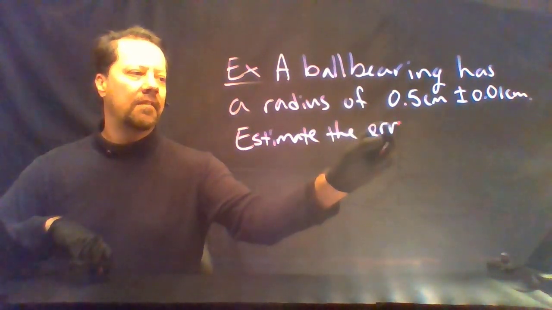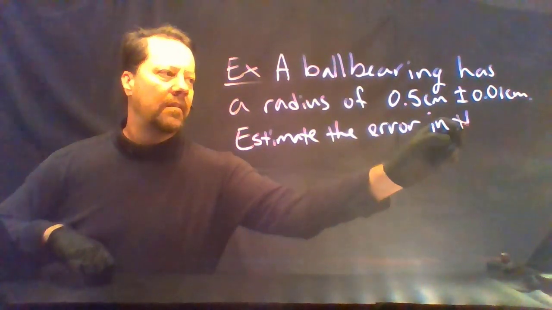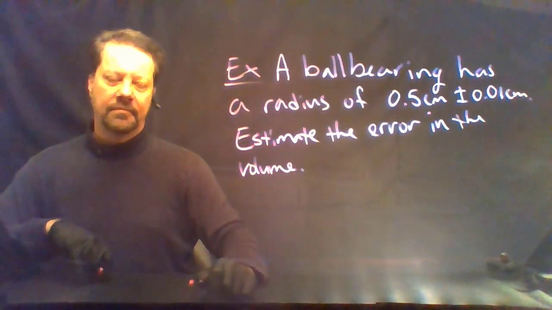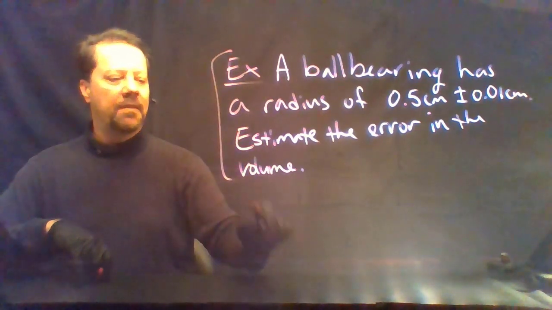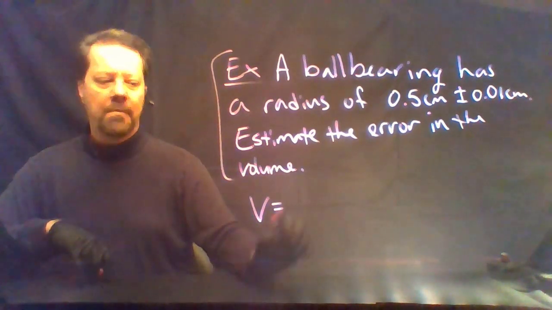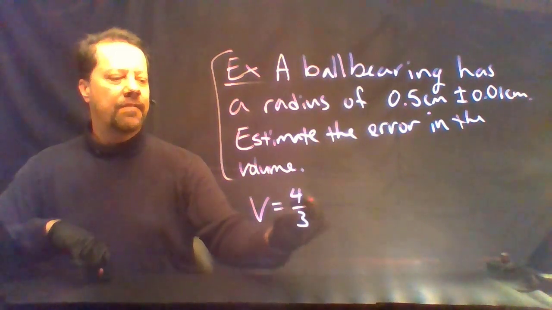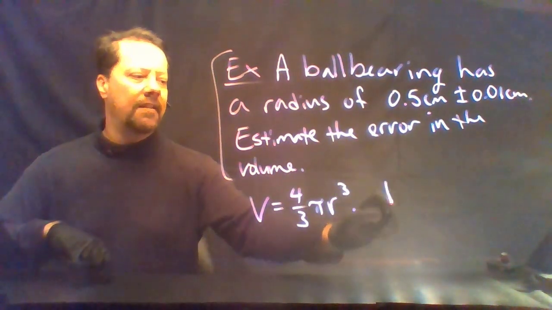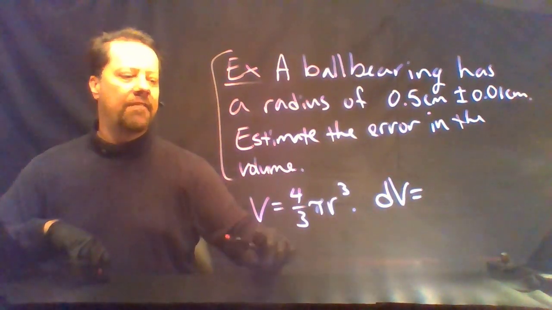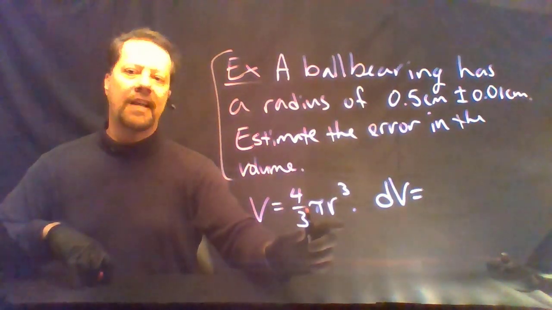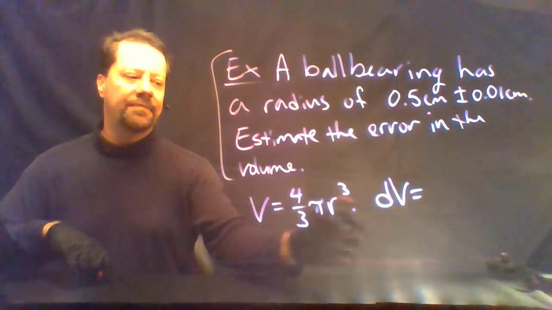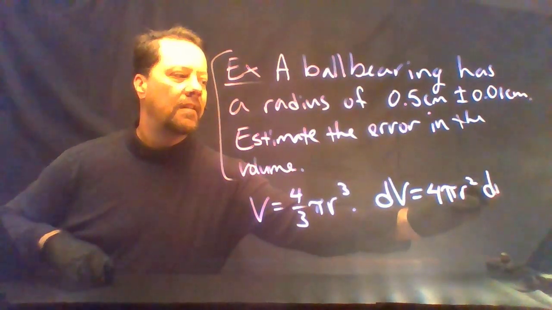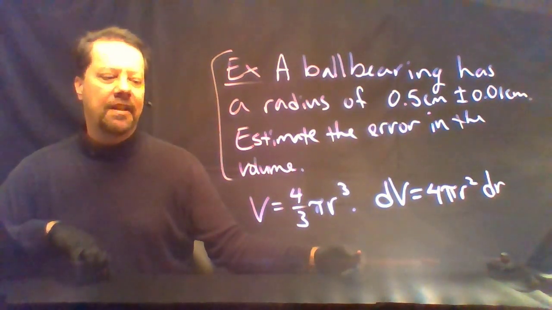Estimate the error in the volume. To solve this problem, we need to know that the volume formula for a ball is 4/3 pi r cubed. It follows then that the error in the volume will be the derivative times the differential in r. The derivative is 4 pi r squared times that differential in r.